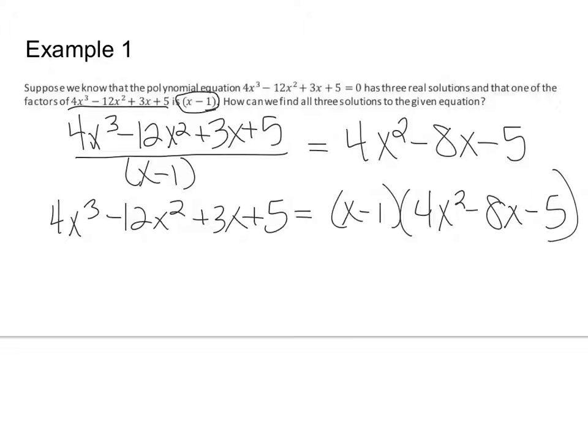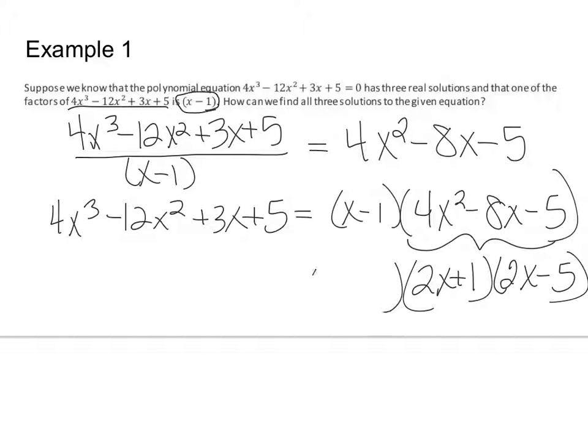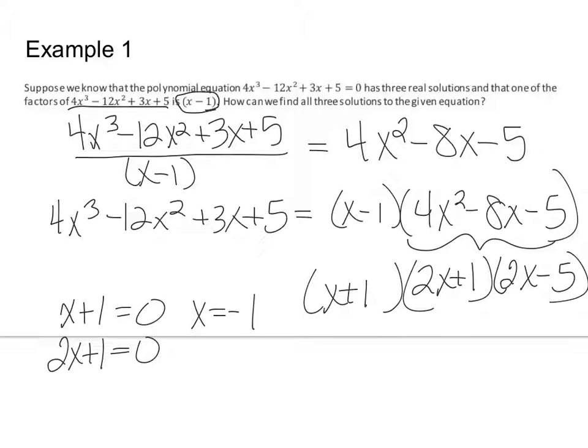Okay? I need to factor this trinomial. It factors into 2x plus 1 and 2x minus 5, and x minus 1. I'm going to take each one of those binomials, and that's my solution. Set it equal to 0, and then solve for x.